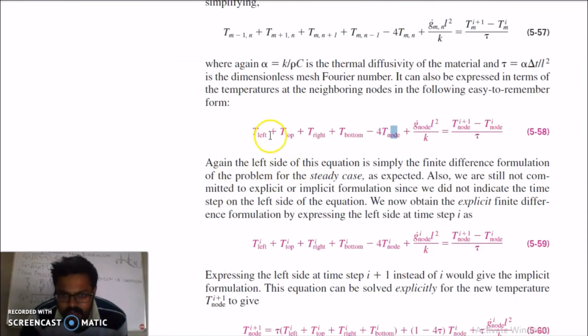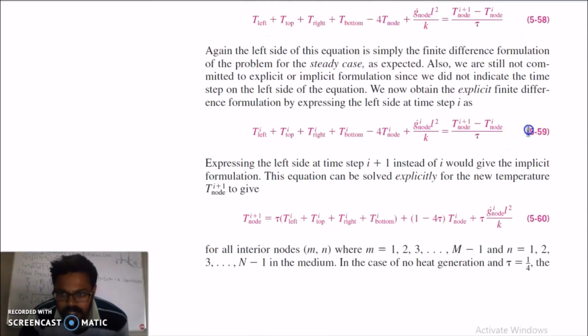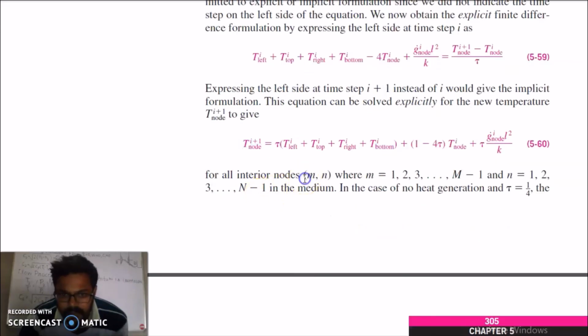Again, the left hand side of this equation is simply the finite difference formulation of the problem for steady case, as expected. Also, we have still not committed to explicit or implicit formulation, since we did not indicate the time step. So assign a time step for the explicit case. We will assign I as a time step on this side. So this is your explicit formulation. Rearrange this equation and find this temperature, which is T node at I plus 1, which is equal to this here, where m varies from 1 to M minus 1 and n varies from 1 to N minus 1 in the medium.